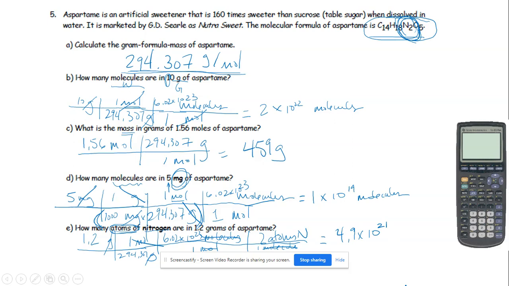And that's all we've got for this chunk of the review guide. Next up is percent composition.